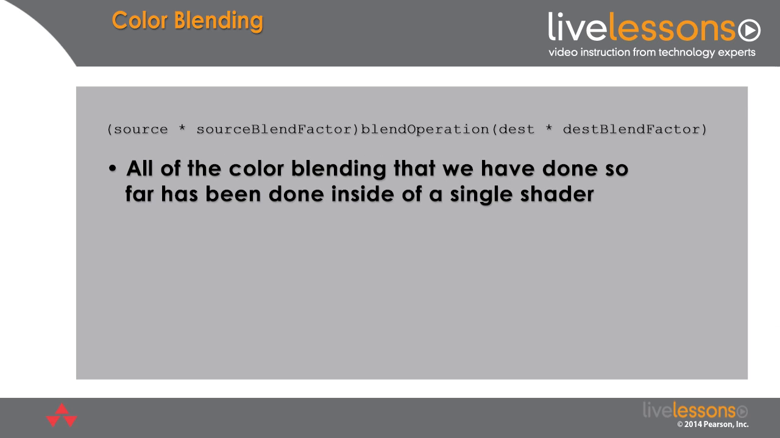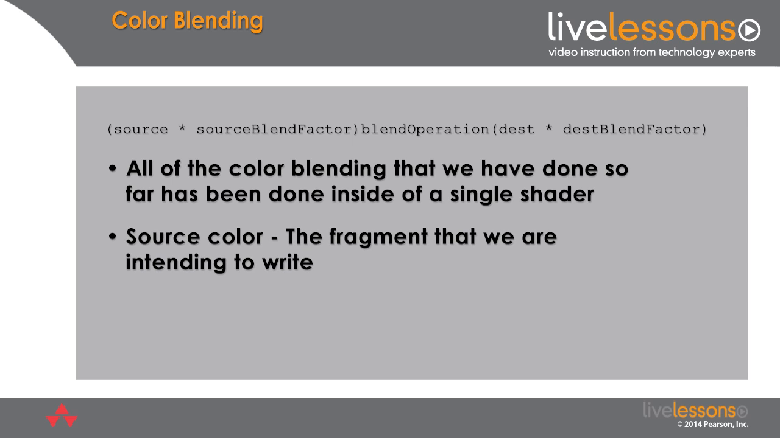In this lesson, we're going to talk about color blending. So color blending is essentially this equation. All of the color blending that we've done so far has been done inside of a single shader. Anytime we've used mix or smoothstep when we're doing interpolation between two colors inside of a shader, what we're doing is blending. But the blending that I'm talking about now is blending between pixels that have already been written to the frame buffer.